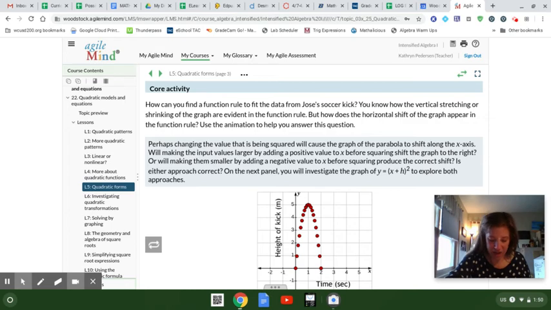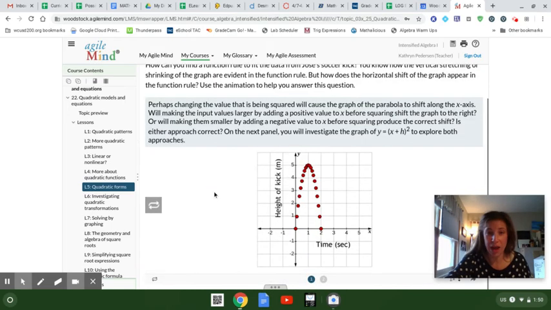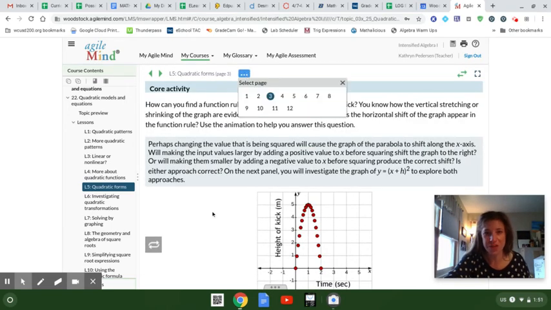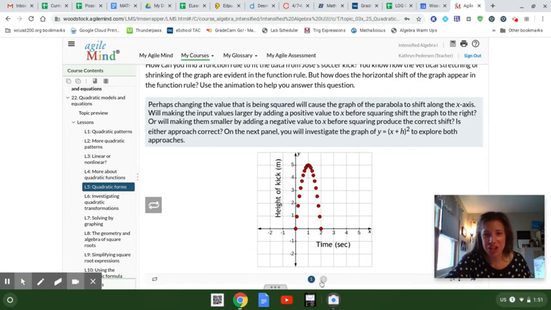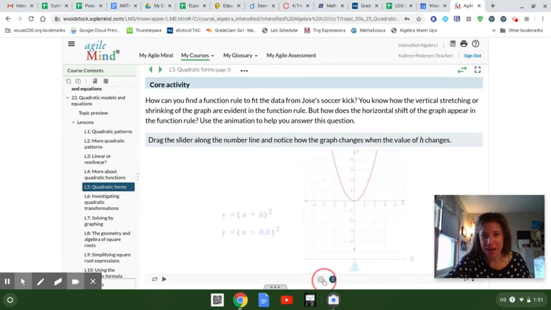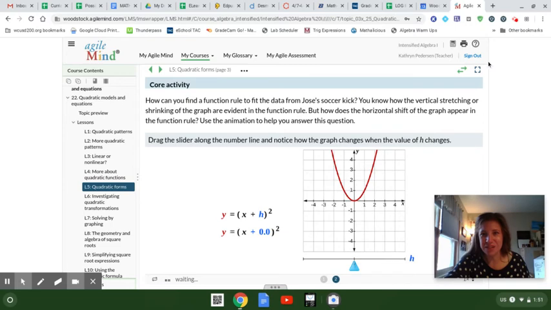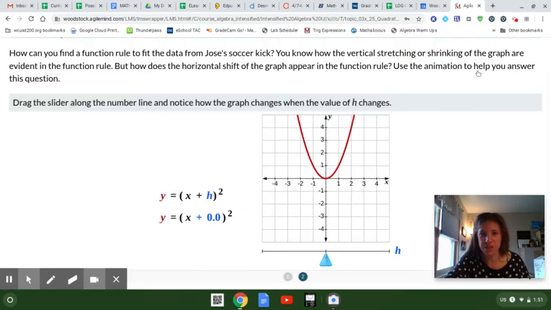So once you are on page 3 on Agile Mind, I want you to hover over that 2 on the bottom and go ahead and click on it. This expands this whole thing, so we have a bigger picture here. It gives us this little slider, which makes it nice and easy to explore. What does this H do?